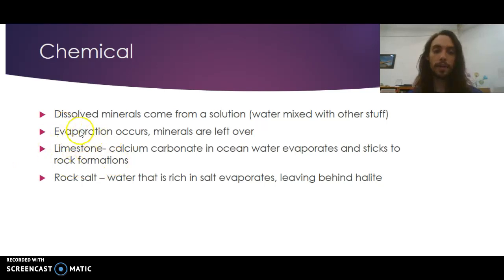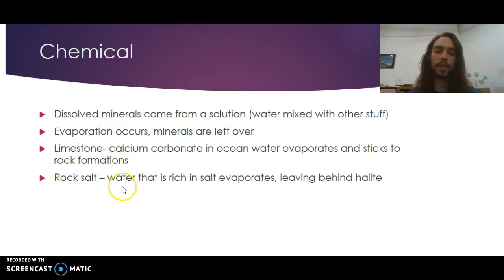A good example of chemical limestone, which is a sedimentary rock, is calcium carbonate in the ocean water evaporates and then sticks to rock formations. And when it sticks to it, it creates some sort of a limestone formation along it. So that's where we get chemical limestone from. Then we also have rock salt. Rock salt's probably the biggest one. People do this out in the Middle East and Greece and the Mediterranean a lot to get their salt. When you think of Mediterranean salt or sea salt, this is what happens.